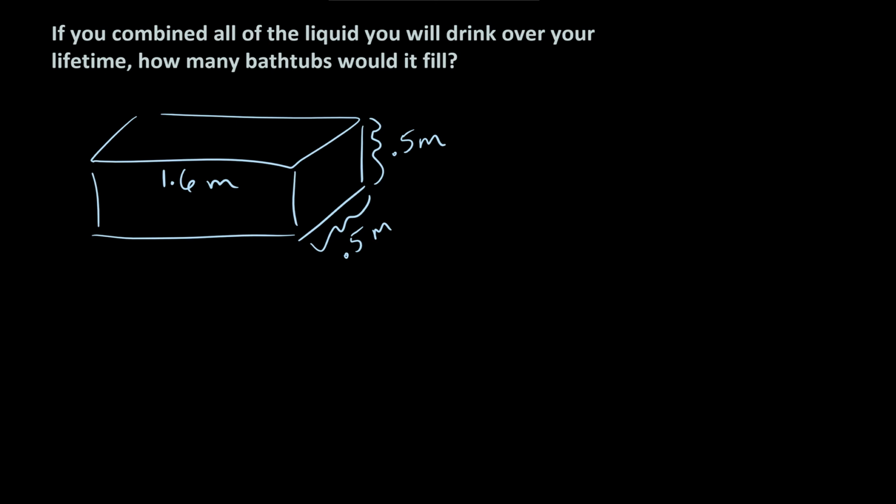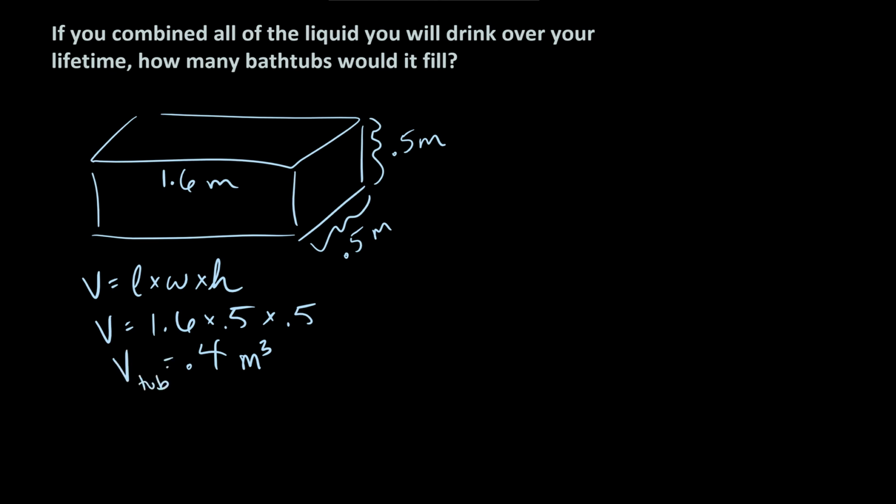To get the volume, we take length times width times height. So our volume here would be 1.6 times 0.5 times 0.5. I chose 1.6 because I can take half of that and half of that again, and I get 0.4, which is in cubic meters. So that's my volume of the tub. Again, I shouldn't really use equal signs here, because these are just rough numbers.